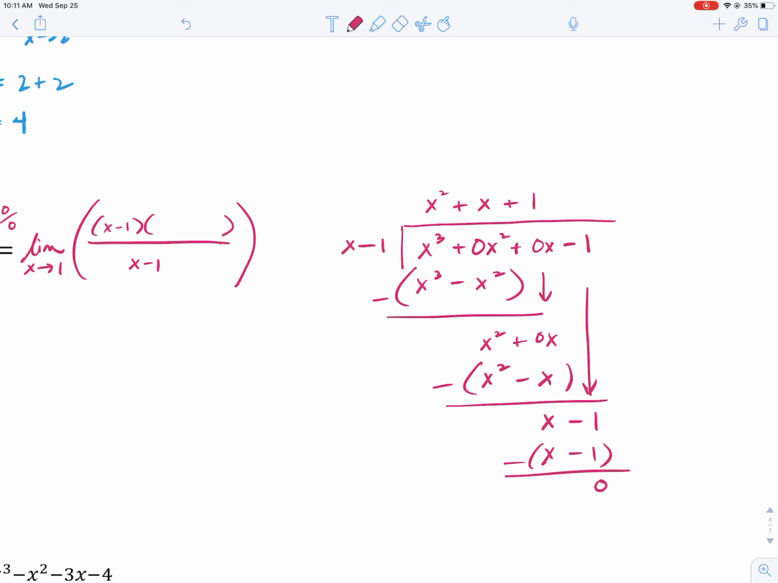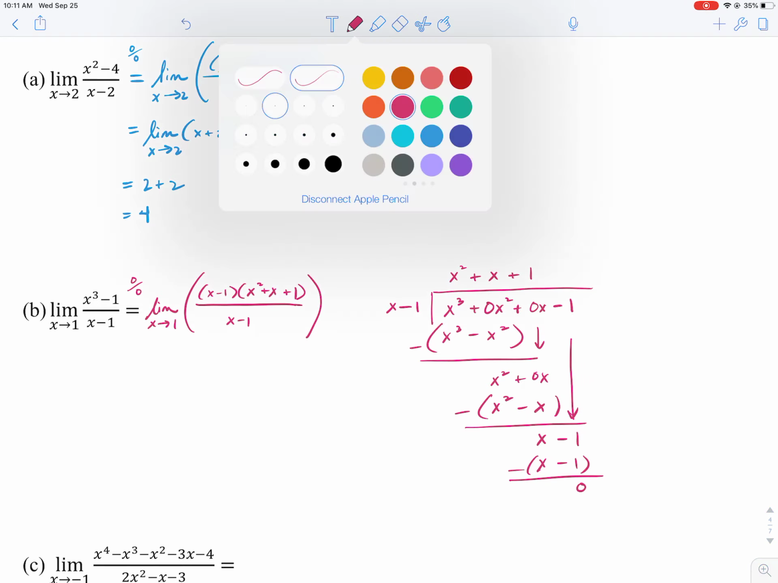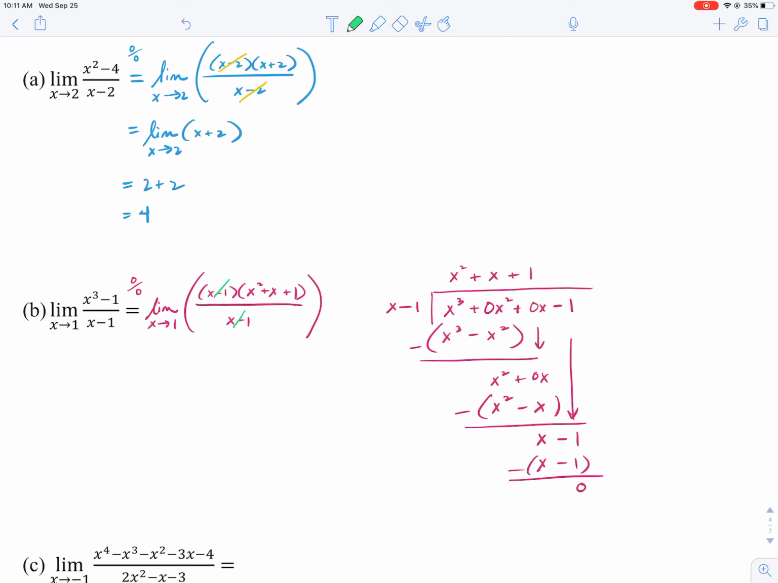And we can see we end up with the remainder of 0, which makes sense because we know that x minus 1 is a factor of x cubed minus 1. So x minus 1 times x squared plus x plus 1 gives us x cubed minus 1. And now we can see that the x minus 1's will cancel, leaving us with the limit as x approaches 1 of x squared plus x plus 1. We got rid of what was causing the 0 over 0, so now using direct substitution, we get 3.